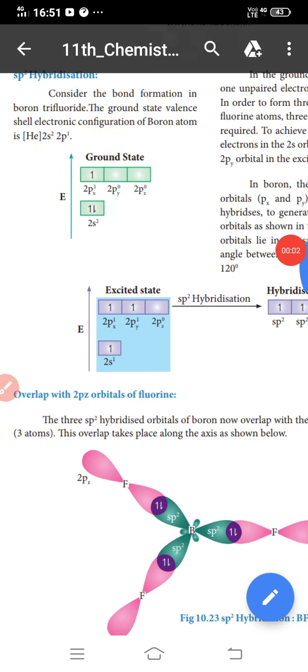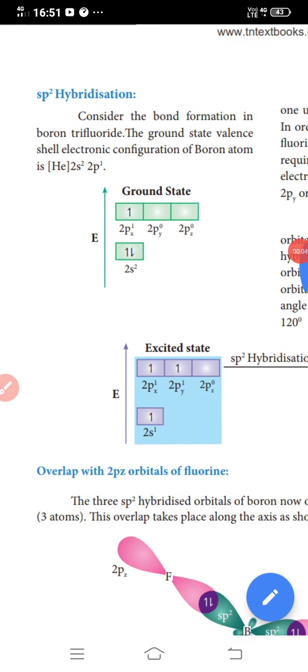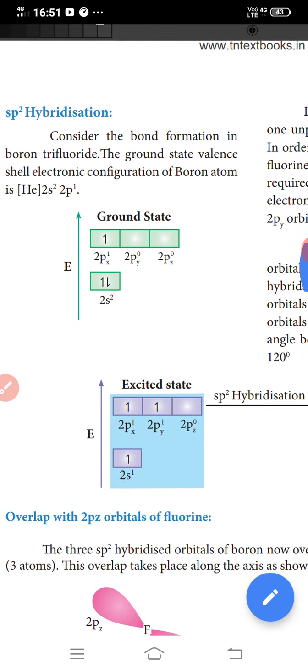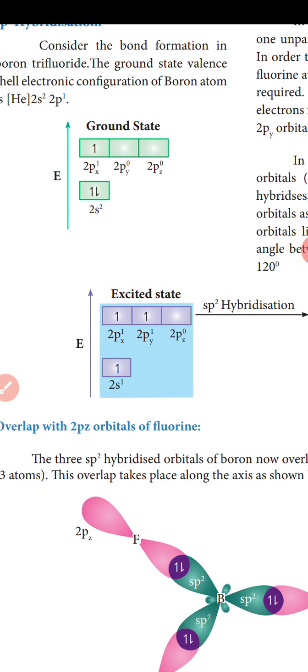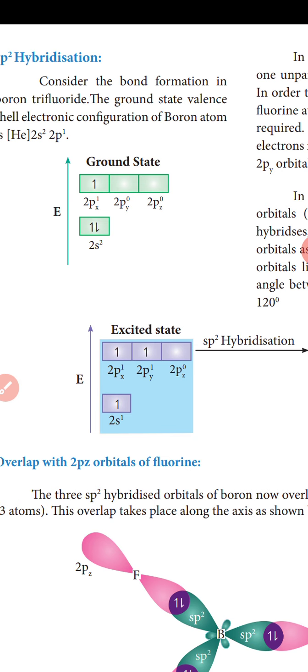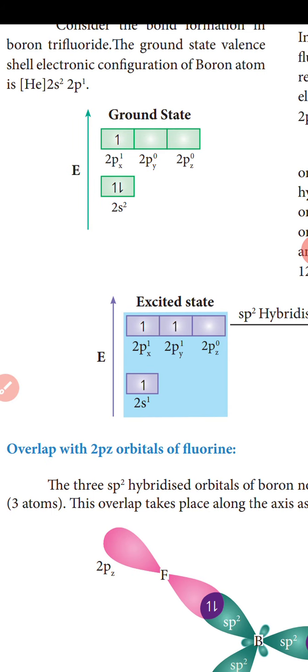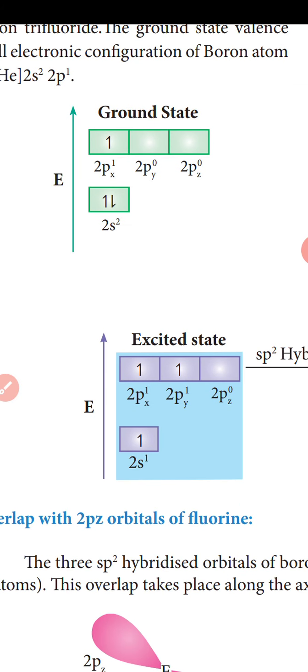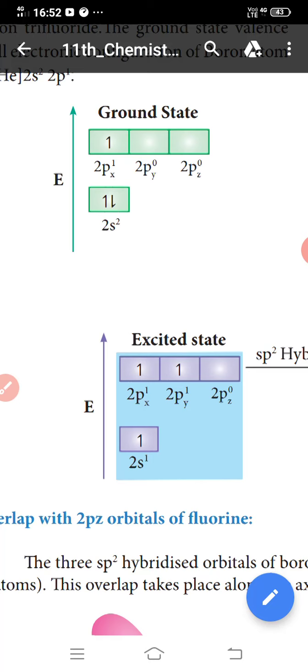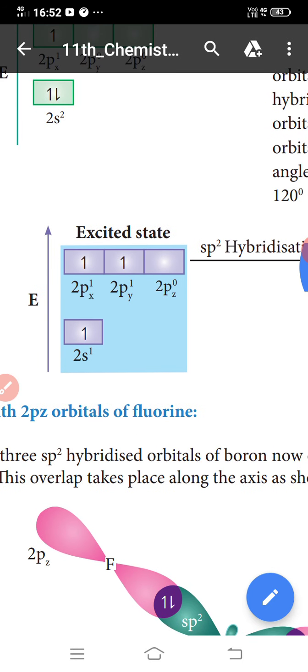Today's video is going to cover sp2 hybridization. We consider the bond formation in boron trifluoride. The ground state valence shell electronic configuration of the boron atom is 2s2 2p1. In the excited state it is 2s1 2p1 2p1.